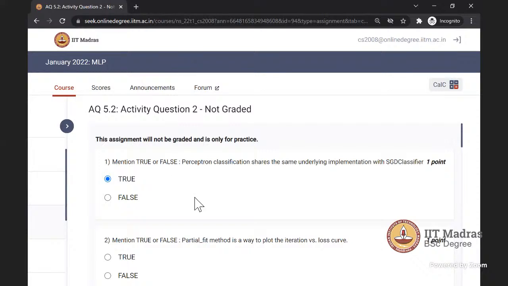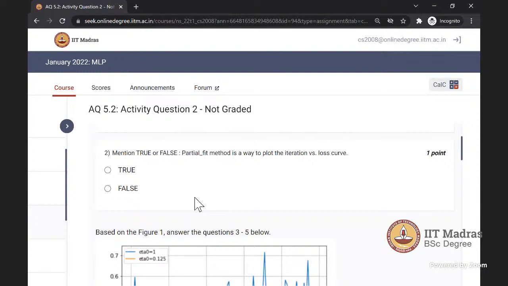Question number 2. Partial fit method is a way to plot iteration versus loss curve. Yes, true. That's also true.